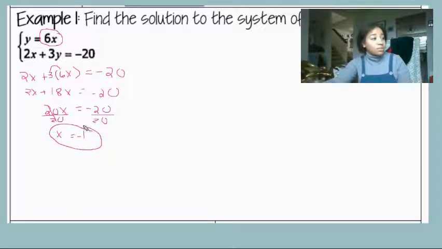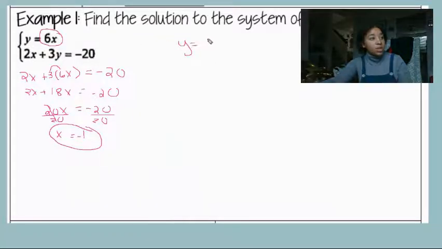But you're not done yet. You have to find both solutions. So once you find that x is negative 1, you're going to plug this in here. So you're going to plug in negative 1 for x here. So it's going to be y equals 6 parentheses negative 1. And y equals negative 6. So our solution would be negative 1 and negative 6. That one's x. That one's y.